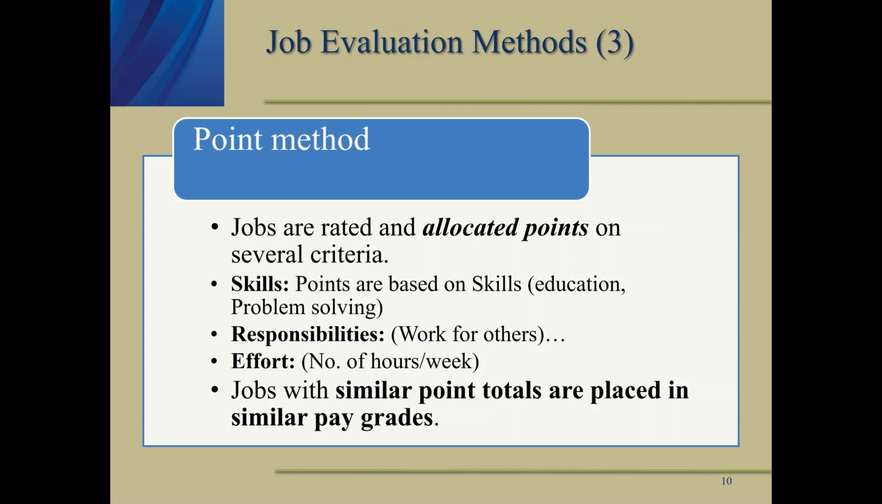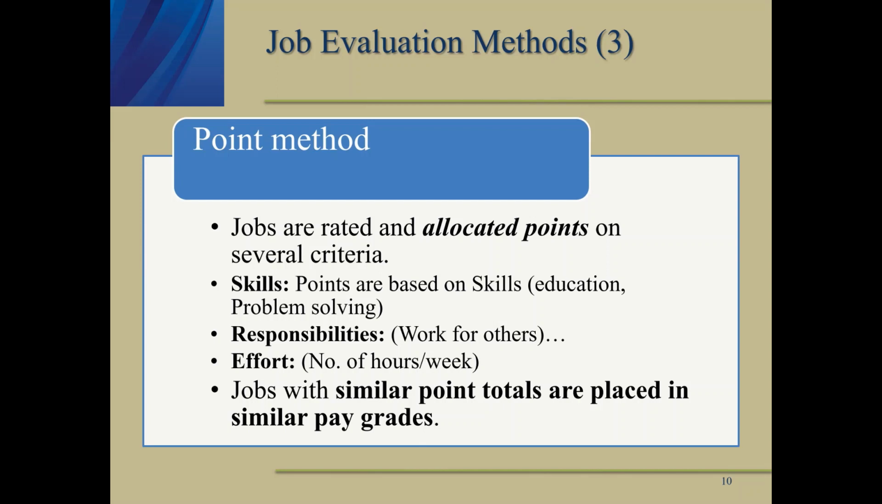The last method is what we call the point method. In that method, jobs are rated according to points, in other words, points are allocated to the jobs. The points are allocated to different criteria of the job. For example, points will be given to the skills, that is, what kind of skills is needed to complete that particular job, or what kind of responsibilities or effort is needed to complete the job. So for example, if we have a job that needs a skill level of say 5, or the average skill level, then 5 points will be given to that particular skills area.